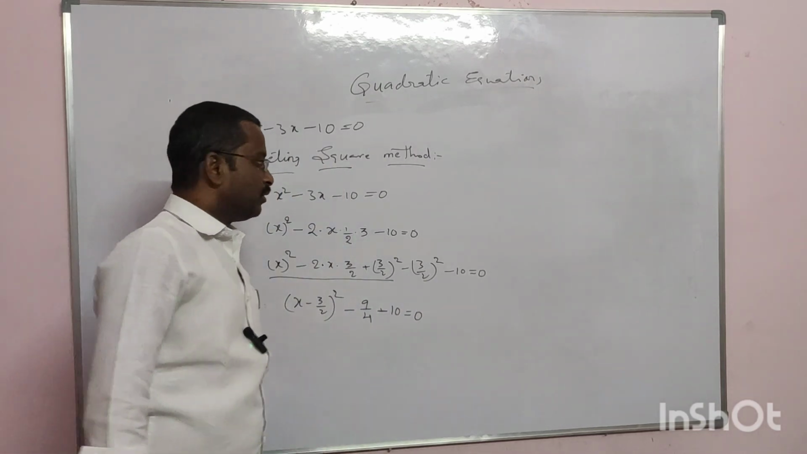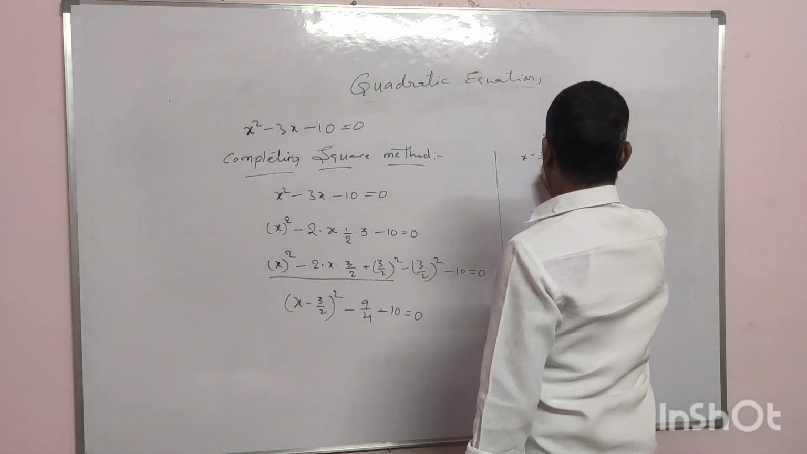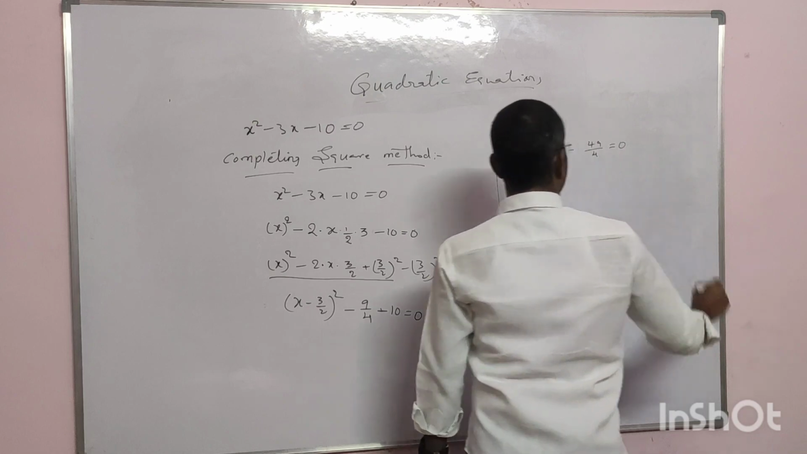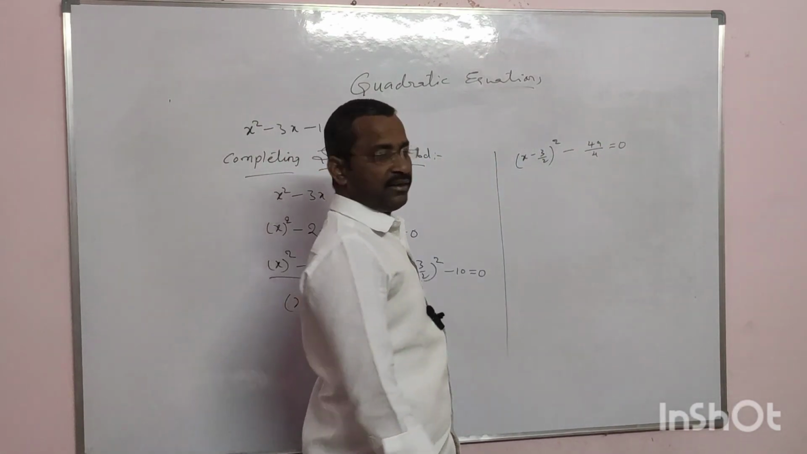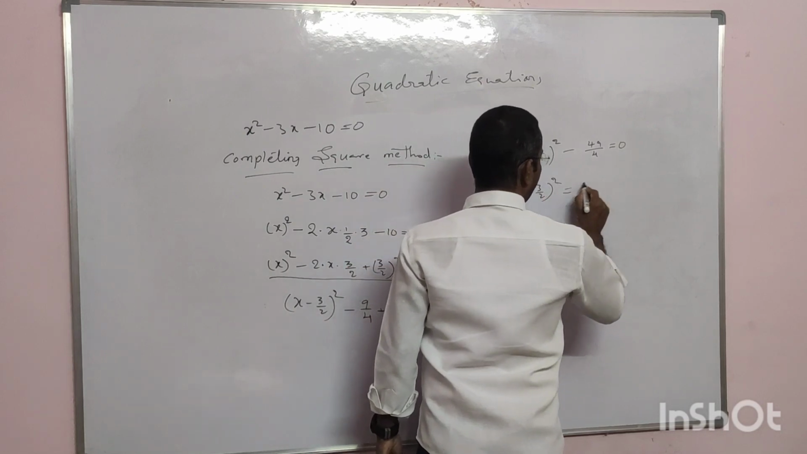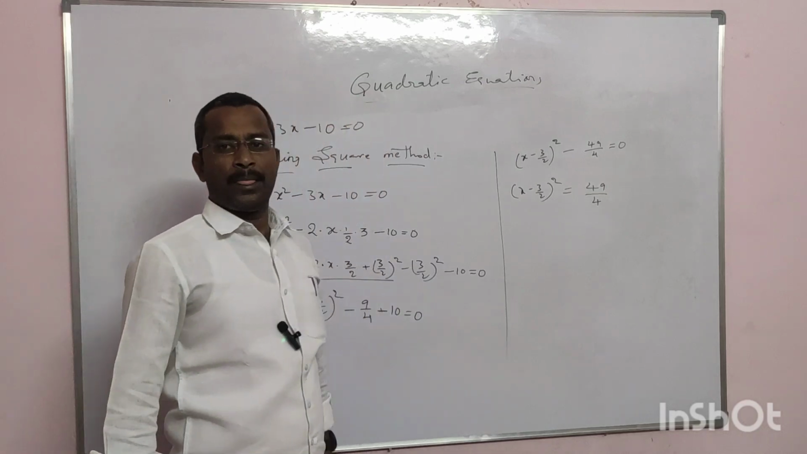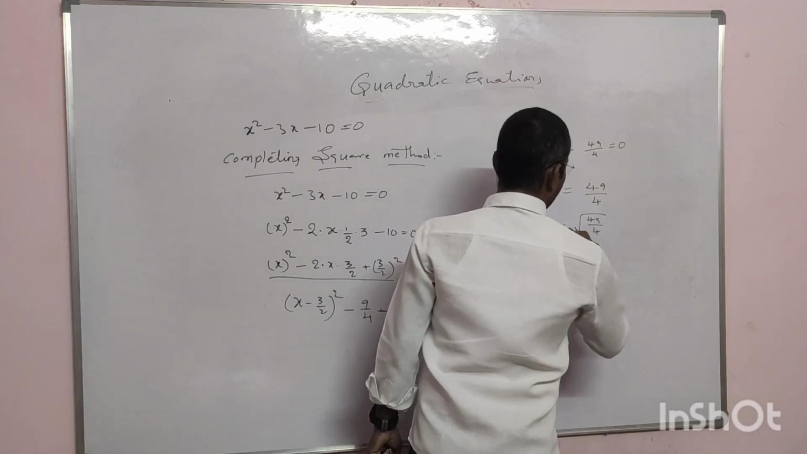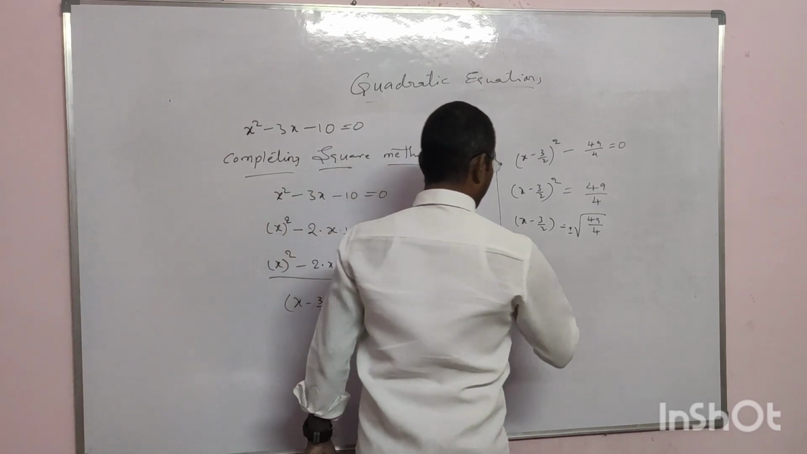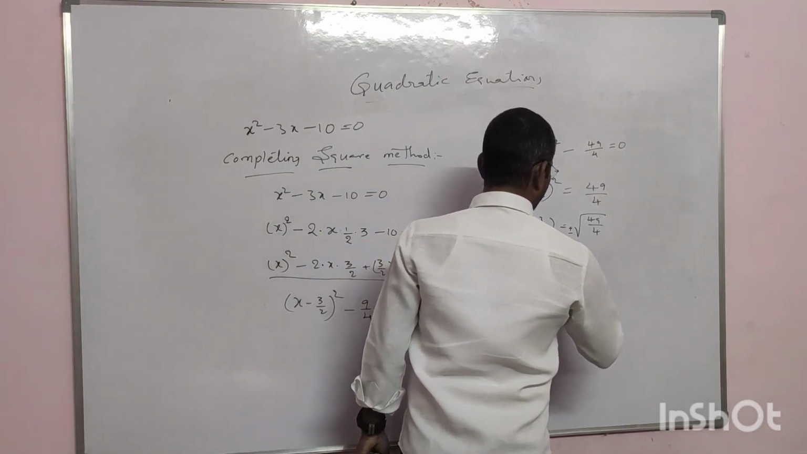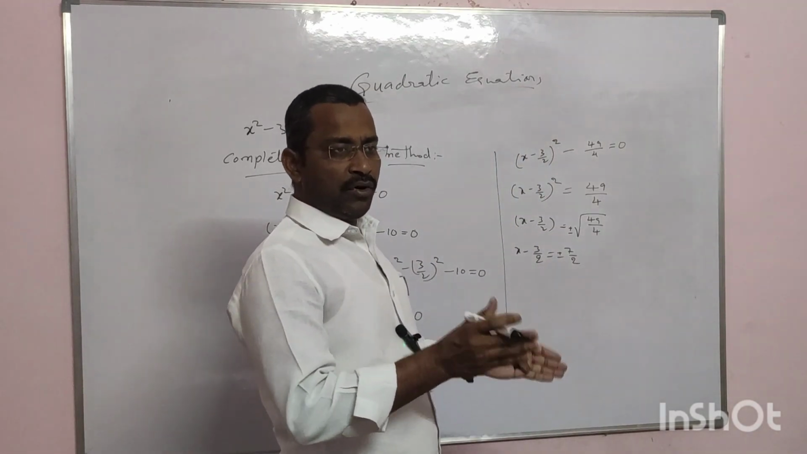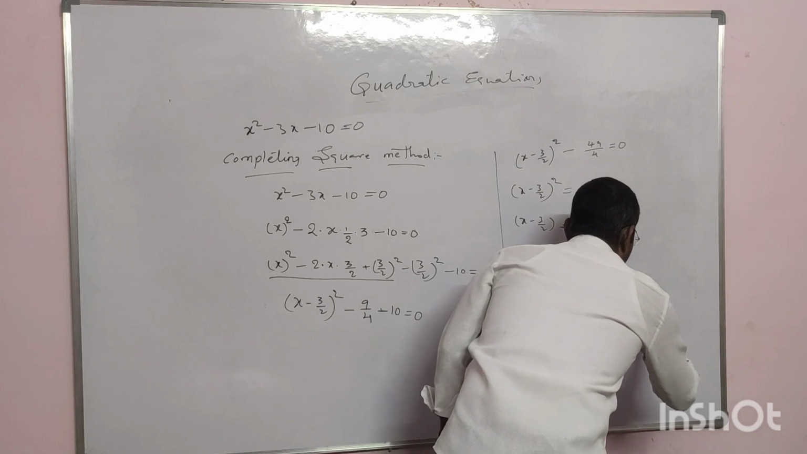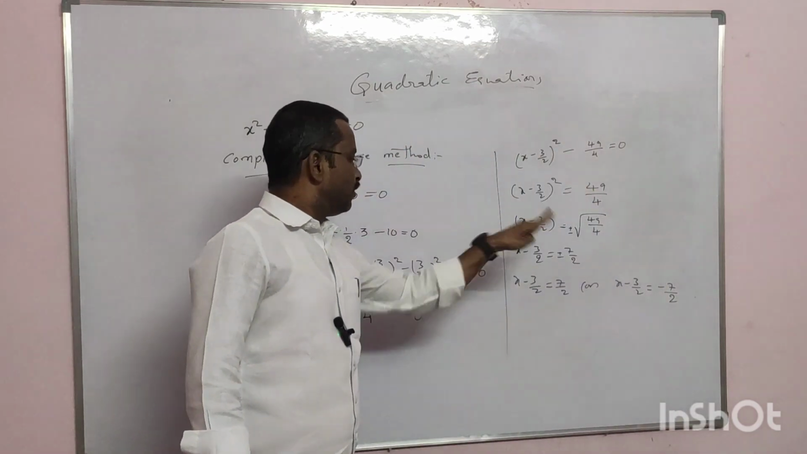Now try to simplify this. So what will you get? X minus 3 by 2 whole square. 10 fours are 40. So minus 49 by 4 is equal to what? 0. Send the 49 by 4 to the next side. X minus 3 by 2 whole square is equal to 49 by 4. Now, x minus 3 by 2 is equal to square root of 49 by 4. Use plus or minus. Now what will you get? X minus 3 by 2 is equal to plus or minus 7 by 2. Once you take the plus, once you take the minus. X minus 3 by 2 is equal to 7 by 2. X minus 3 by 2 is equal to minus 7 by 2. Send the minus to the next side.